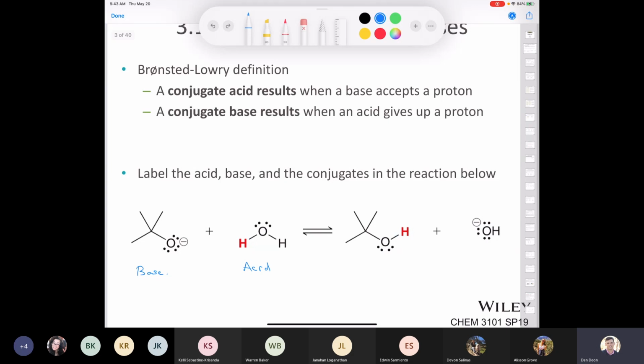So that means that when the base accepts a proton, I end up with a conjugate acid. So this is my conjugate acid. And my hydroxide ion, that's my conjugate base, isn't it? Conjugate base, because the conjugate base is what results when the acid liberates or donates a proton. So again, you've got to be able to label an acid, a base, a conjugate acid, and a conjugate base, okay? And you can see I could ask a question about that really easily.